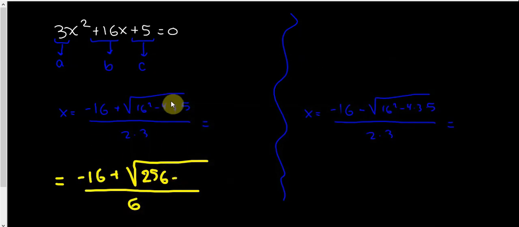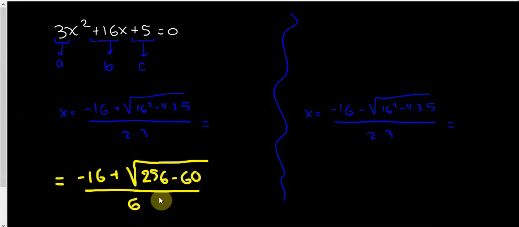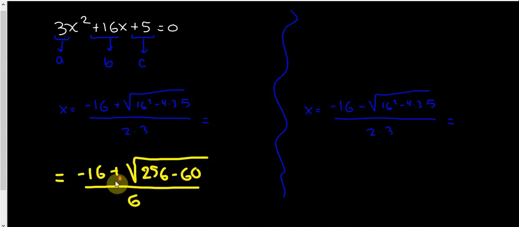256 minus 4 times 3 times 5. Let's see, 3 times 5 is 15. 15 times 4 is what? That's right, 60. Minus 60. If you didn't know that, we could go into, once again, a graphing calculator, and we could do 4 times 3 times 5 and get 60. It's perfectly okay to use a calculator. Now, if I wanted to do all of this in a calculator, I would still strongly suggest you do it in pieces so that we don't make any mistakes typing anything in.